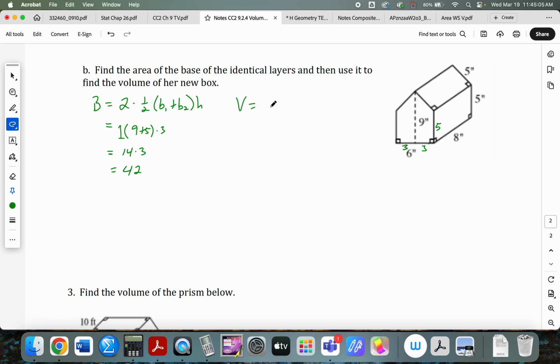And then the volume will be the area of the base times the height, which is the number of layers we're going to have from one base to the other. So it's going to be 42 times, as we said just a minute ago, there are 8 of those layers. The height doesn't necessarily mean up and down. It means how many layers you have. How far is it from one base to the other base? So let's see, that's 320 plus 16 is 336 cubic inches.